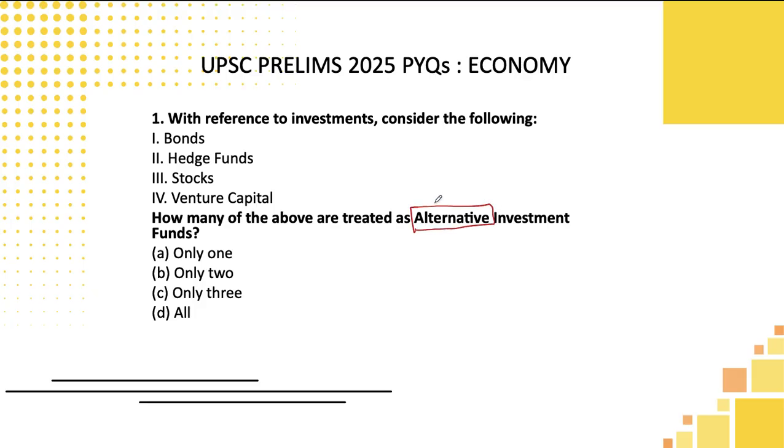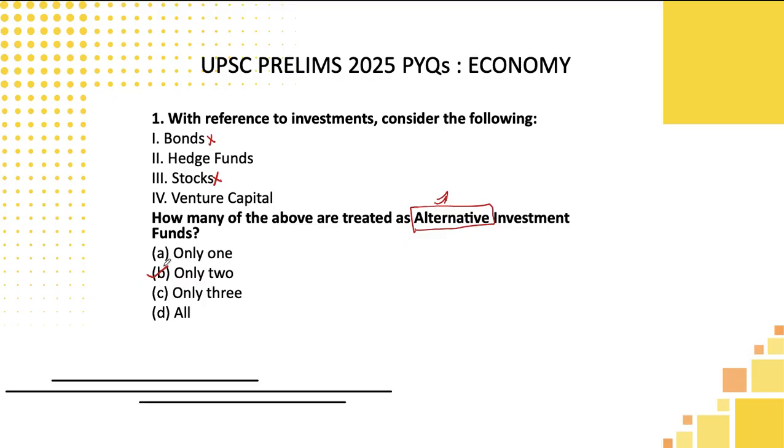Friends, by using common sense as well as logic, if you see, they are asking about alternative investment funds, not conventional investment funds. Conventional investment funds are which ones? Bonds and stocks. So you can eliminate them. So the left ones, hedge funds and venture capital, could be the alternative investment funds. So you can directly go for only 2, that is option B. So only based on logic you have answered the question.